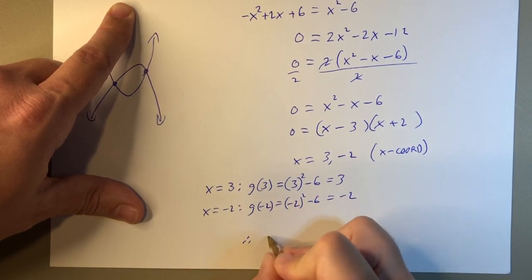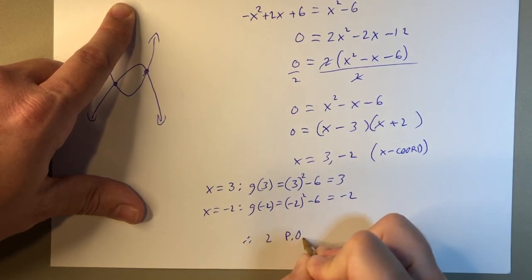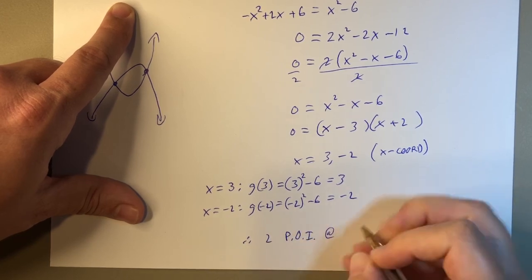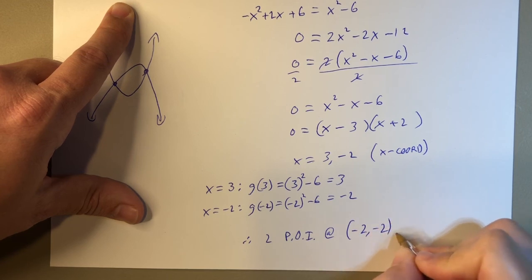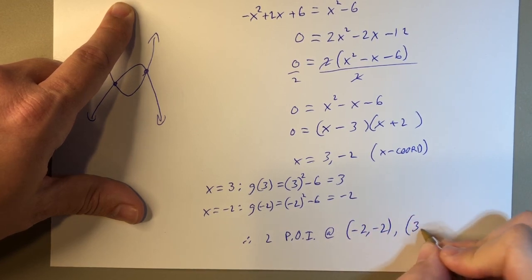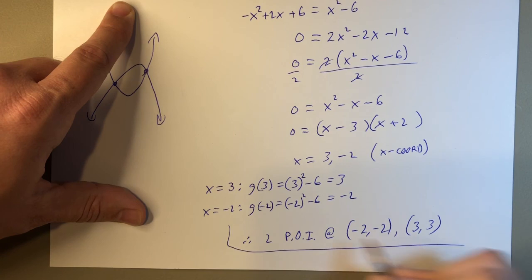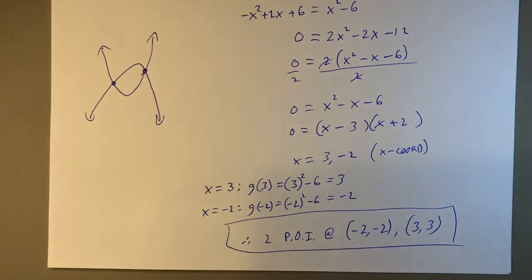So therefore, two points of intersection where? At negative 2, negative 2, and also at 3, 3. Okay? Again, we're looking at solving a system of quadratic equations.